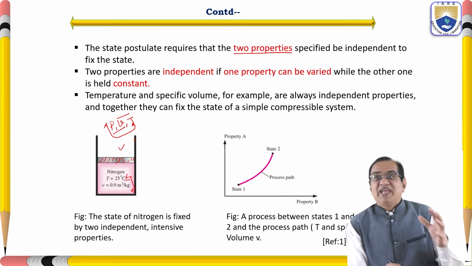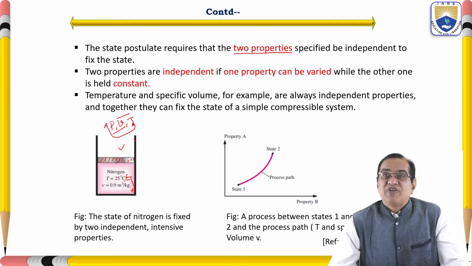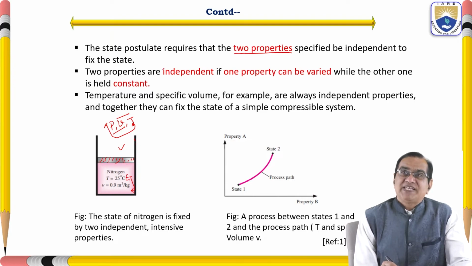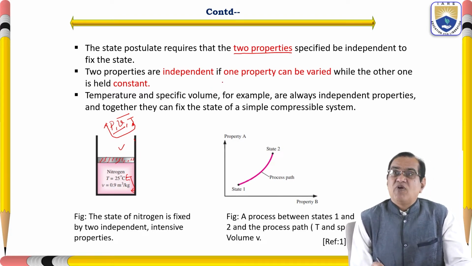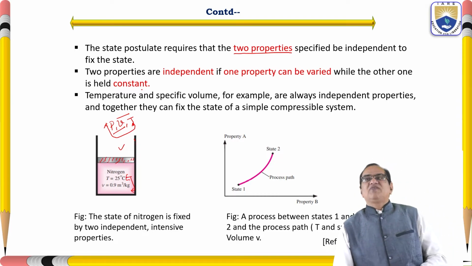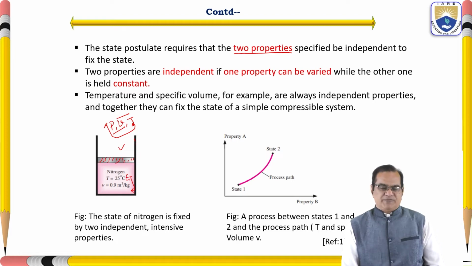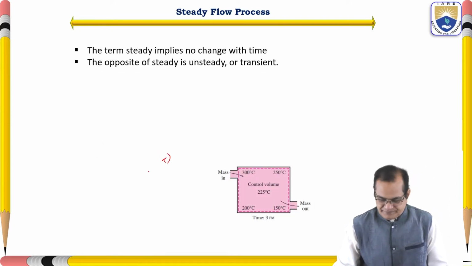For any simple compressible substance, we need a minimum of two properties to specify its state. These two properties should be independent, like P and V, V and T, or P and T. Properties are independent if one can be varied while the other is held constant. For example, temperature and specific volume: here I have shown temperature equal to T.